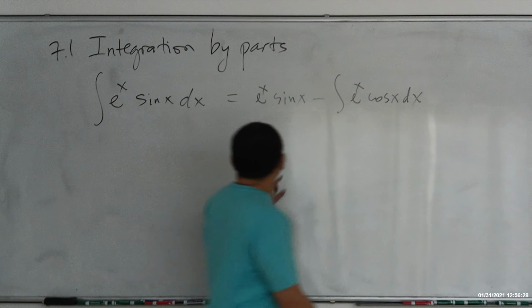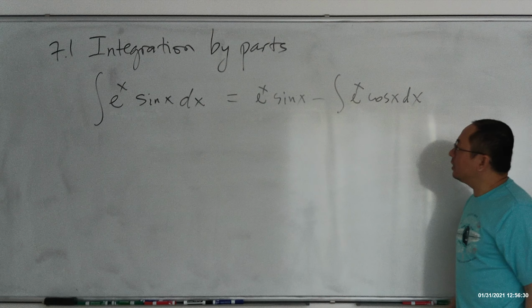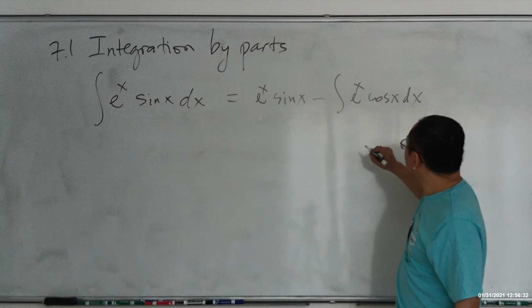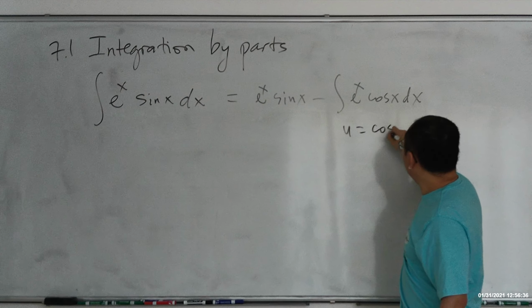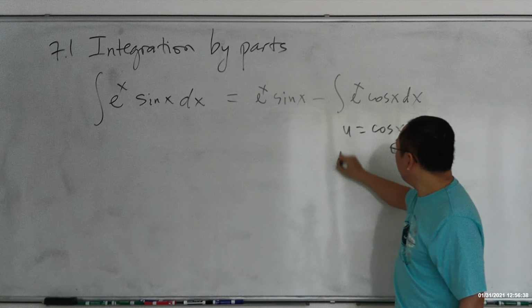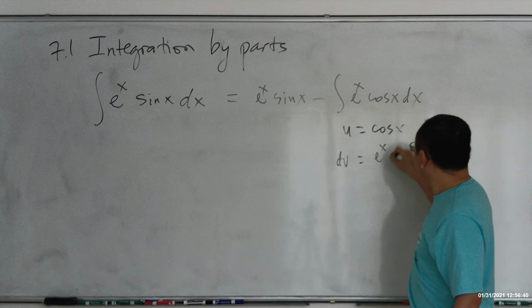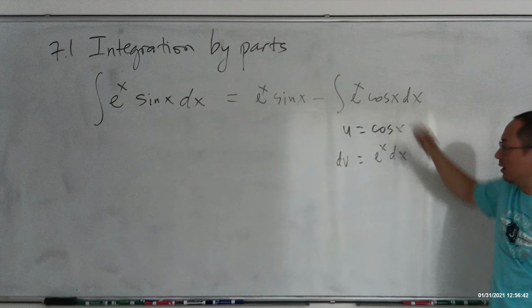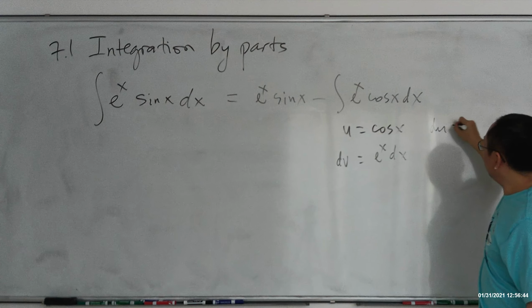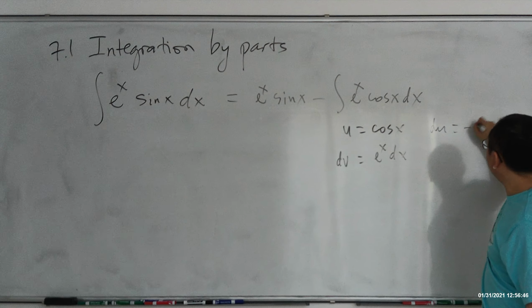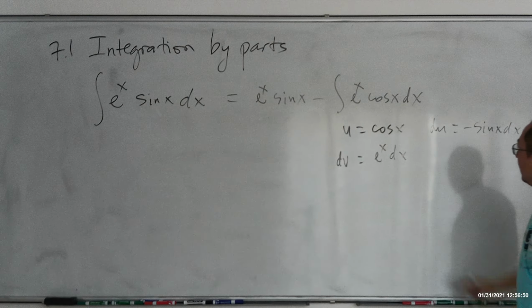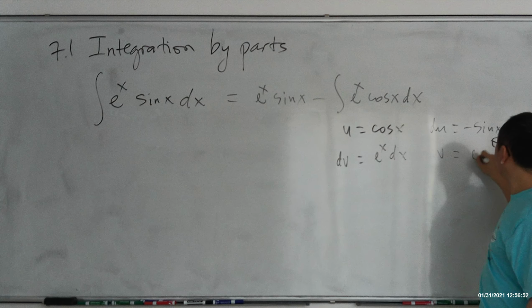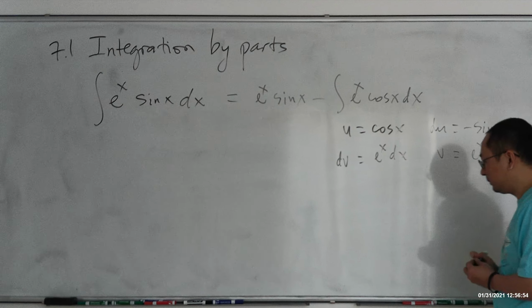Try one more time. Last time I chose u equal to sine, right? So this time I choose u equal to cosine of x, and dv is e to the x dx. Then I get du is the derivative of cosine, which is negative sine x dx, and then v is still e to the x.